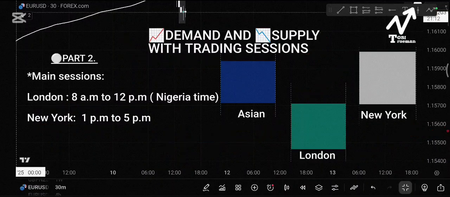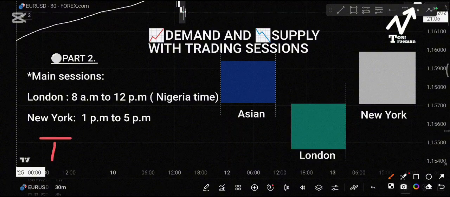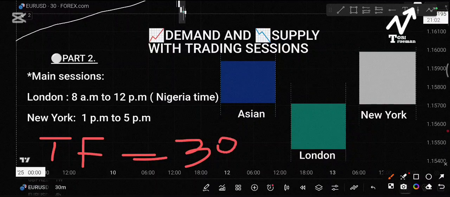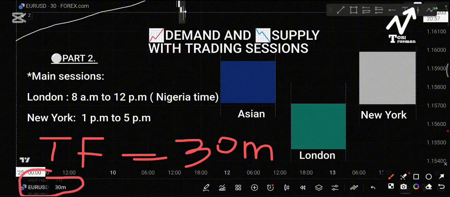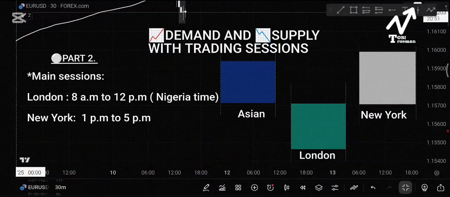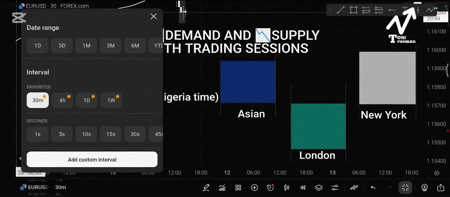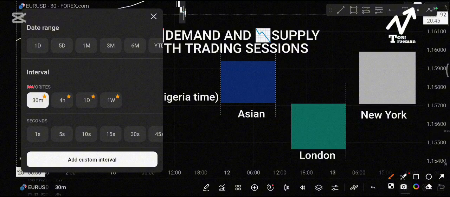Now, there's something I should have added while making this presentation: the time frame we are going to be using for this is 30 minutes. As you can see on the screen here, I have EUR/USD on the 30 minutes time frame. There are a lot of time frames we can use, but for the purpose of this course, we are going to be using the 30 minutes time frame only.